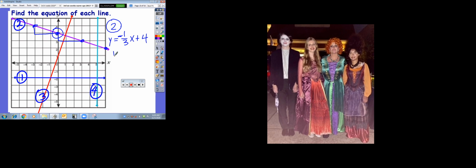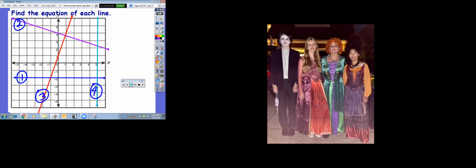What's the domain of this guy? All real numbers. Look at the left and right. I see arrows. What's the range? Look at the top and bottom. What do you see? Arrows. It's all real numbers. Most lines, domain and range is going to be all real numbers. A normal slanted line with arrows on the ends, domain and range should be all real numbers.